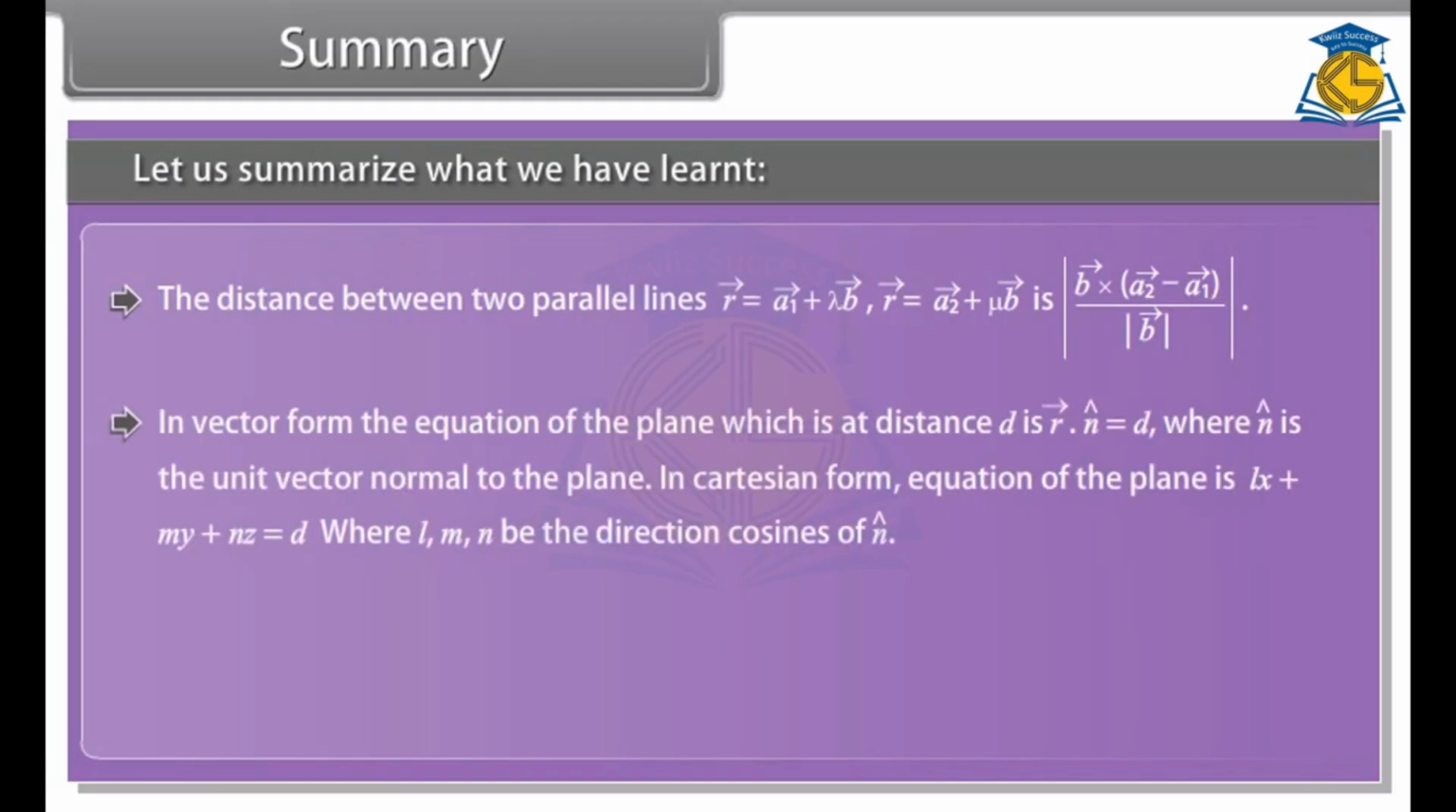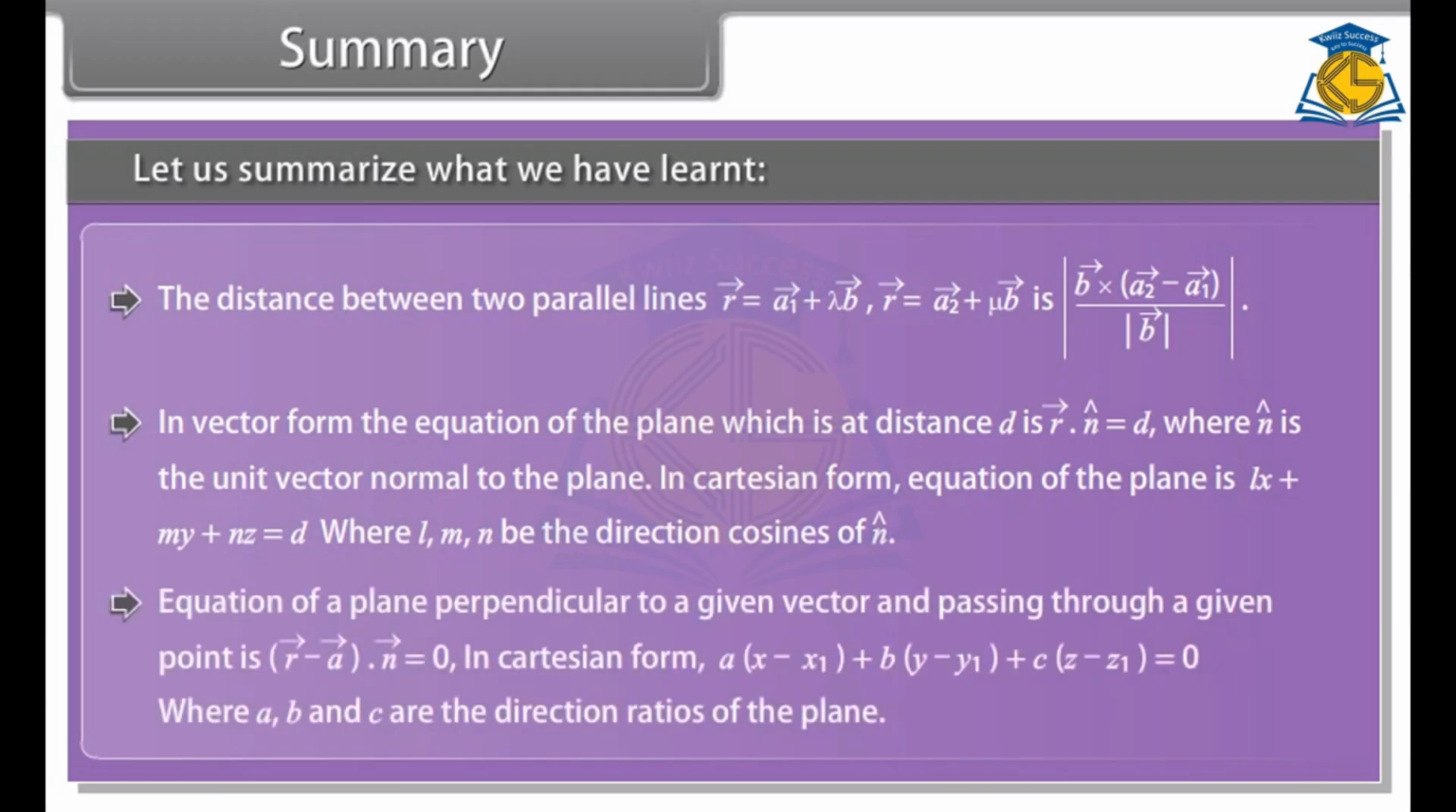In vector form, the equation of the plane which is at distance d is, where cap n is the unit vector normal to the plane. In Cartesian form, equation of the plane is, where l, m, n are the direction cosines of cap n. Equation of a plane perpendicular to a given vector and passing through a given point is, in Cartesian form, where A, B, and C are the direction ratios of the plane.